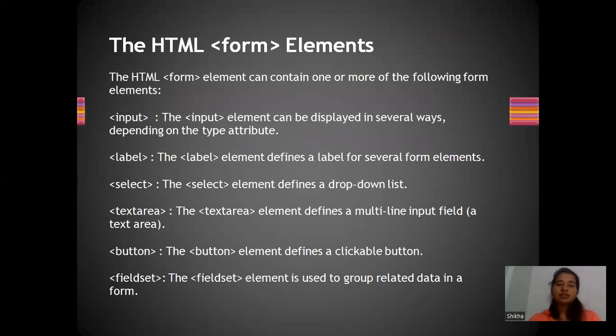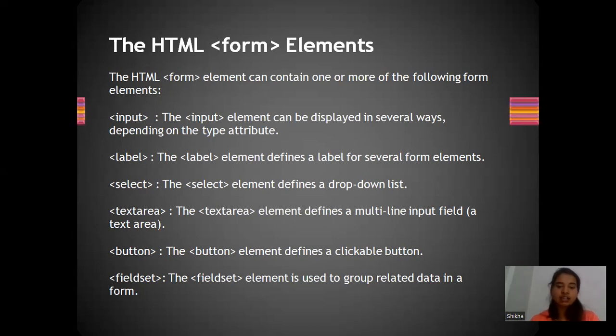Now the HTML forms, or HTML form elements. The HTML form elements can contain one or more of the following. That is input: the input element can be displayed in several ways depending on the type of input. Label: the label element defines a label for several form elements. Select: the select element defines a drop-down list. Then textarea: the textarea element defines a multi-line input field.